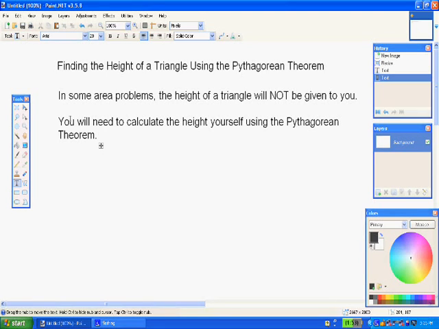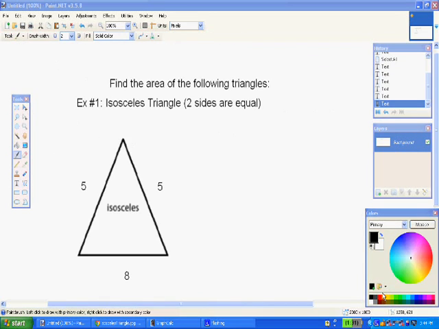So I'm going to do a couple of examples, and then I want you to try some problems in your packet. Okay, let's try some examples where we have to find the area of triangles. The first example that we're going to look at is an isosceles triangle. And remember, isosceles means that two sides of the triangle are equal. Note, this picture is not drawn to scale. So we have two sides that are equal to 5 and one side that's equal to 8.